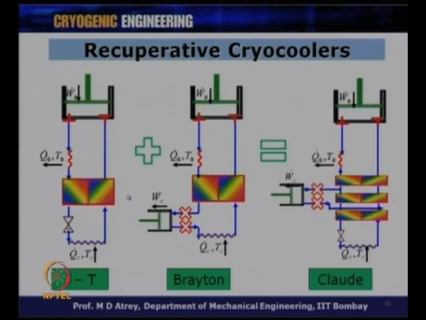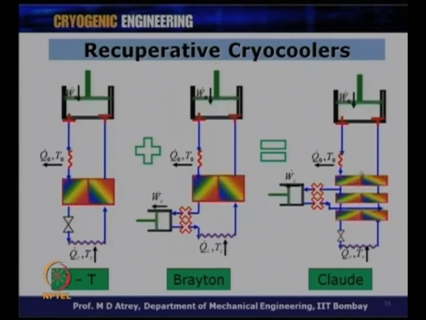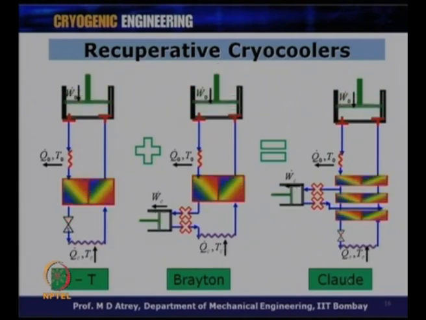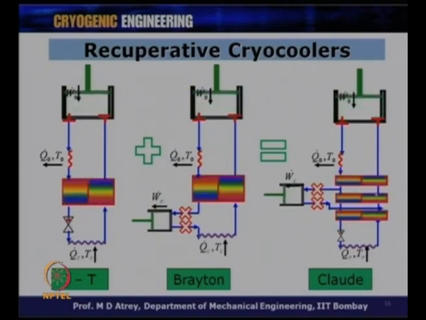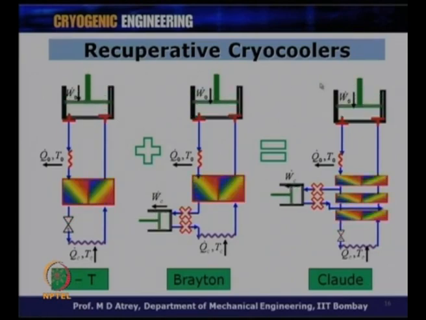And the third is a combination of these two. So, we have a Brayton work output, and at the same time we have a JT also, and we have 3 recuperative heat exchangers. This is what we have explained earlier, the Claude cycle, if you recollect. Alright, so we have 3 different cryocoolers which work as recuperative cryocoolers.